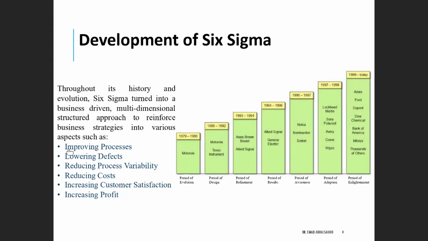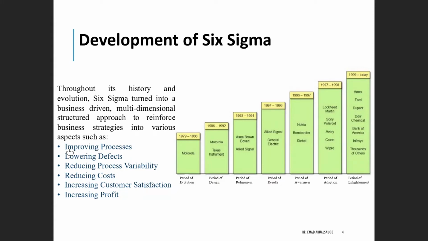So these are the dimensions of the goals of the Six Sigma: improve process, تطوير العمليات, lowering defects, تقليل الأخطاء, reducing process variability, تقليل المتغيرات في البروسيس. So if the process is set to be finished in 3 minutes with a tolerance of, let's say, 30 seconds, then any processing time that exceeds this tolerance is a variability.